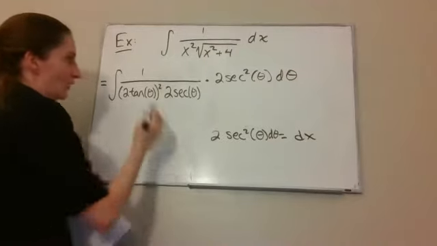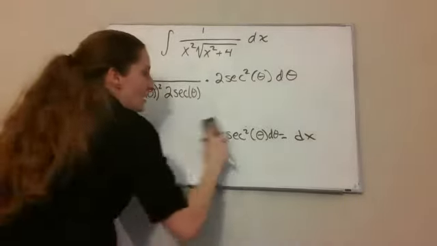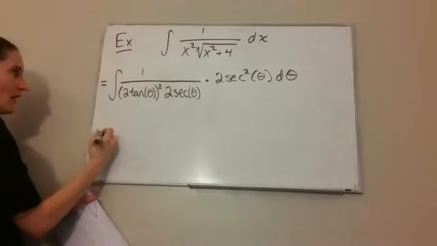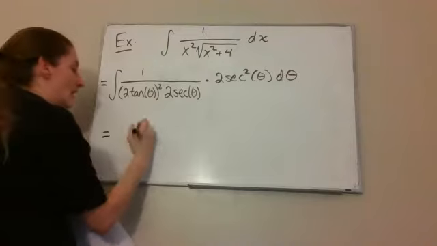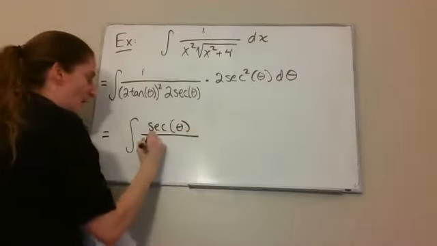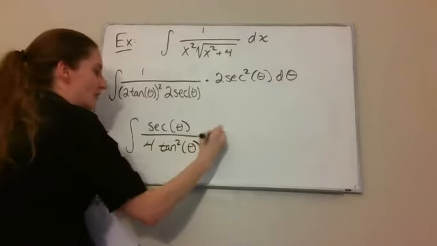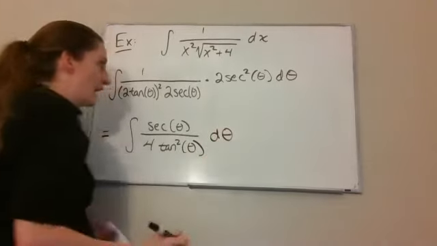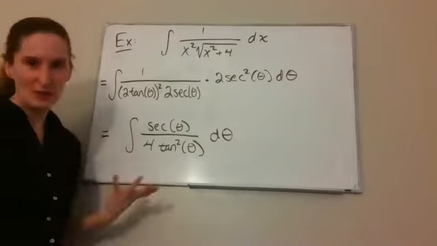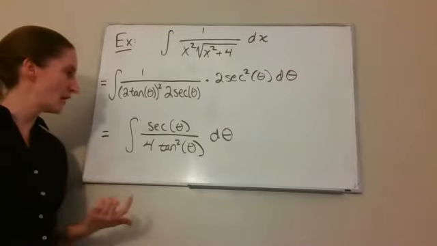So first thing I notice is these 2's cancel out and one of my secants cancel out. And I can square this 2 tangent of theta. So I will get, I have a secant left on the top. On the bottom, I'm going to have 4 tangent squared of theta. And I have a d theta. And now what do we do from there? Well, I'd probably change this into sines and cosines and hope that it gets a little easier to work with.